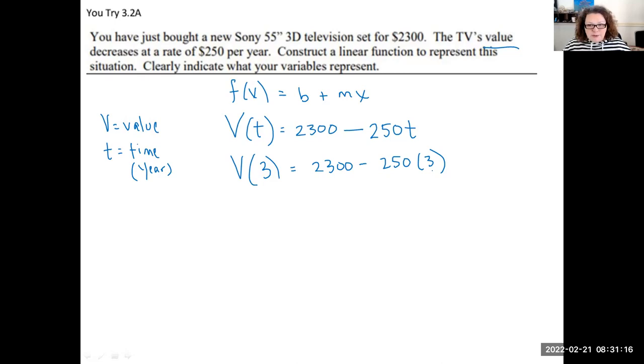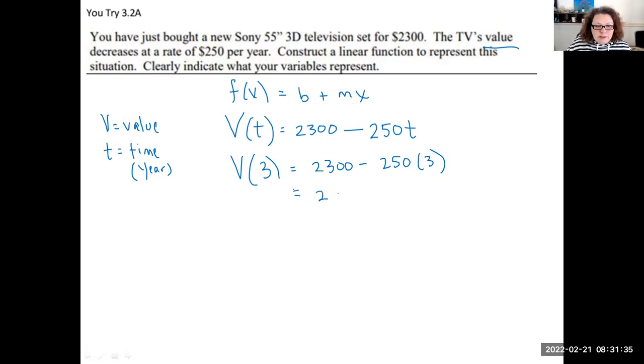One thing I do not want you to get confused by. In the previous example, we used months. We're not talking about months now. We're strictly talking about years. So the number I'm plugging in isn't going to be 36 to represent the months. It's going to be the number of years, 3. Okay. So what's the value in 3 years of this TV?